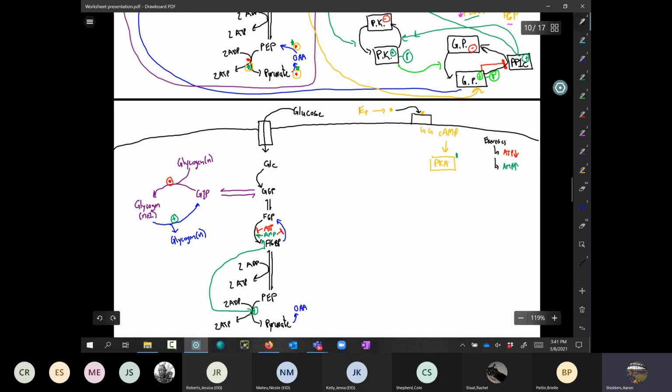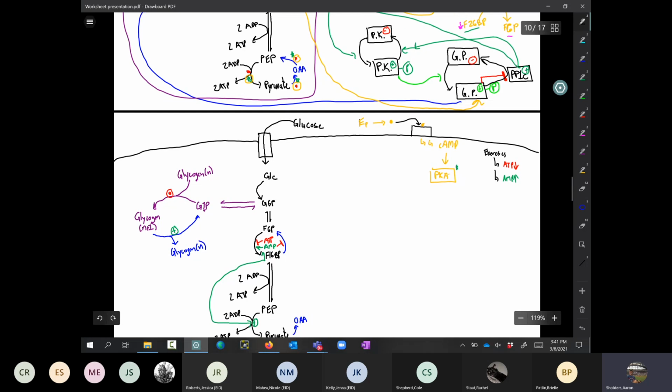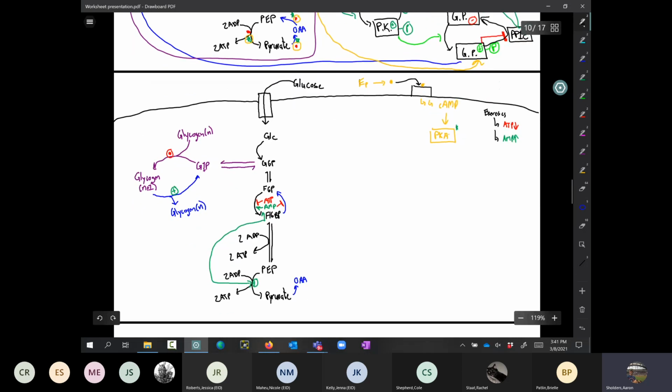Now, what is that going to do? It's going to do similar things to what we talked about up in the liver. It's going to take phosphorylase kinase and convert it to the phosphorylase kinase active form. I should draw that with a phosphate on it.